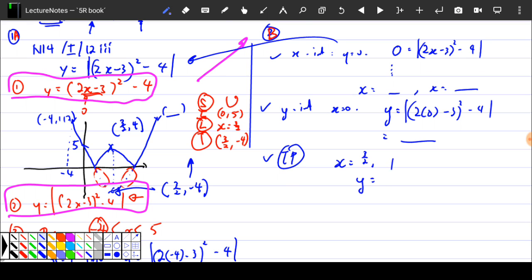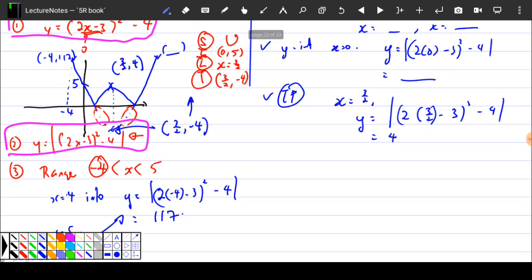But you need to put in with the modulus. So everything now is with the modulus. So you put in here, then you realize with the modulus you become 4.